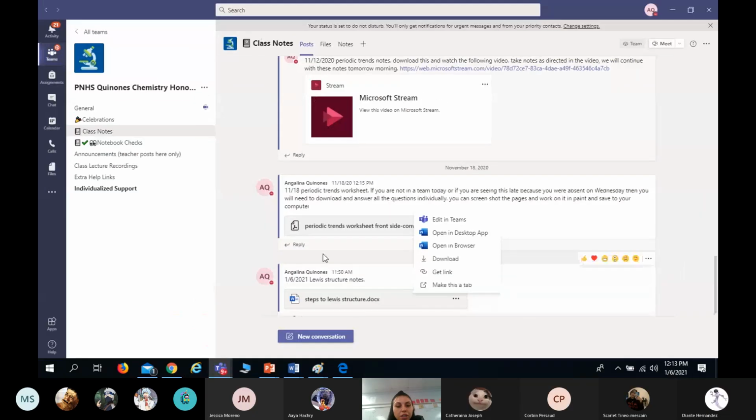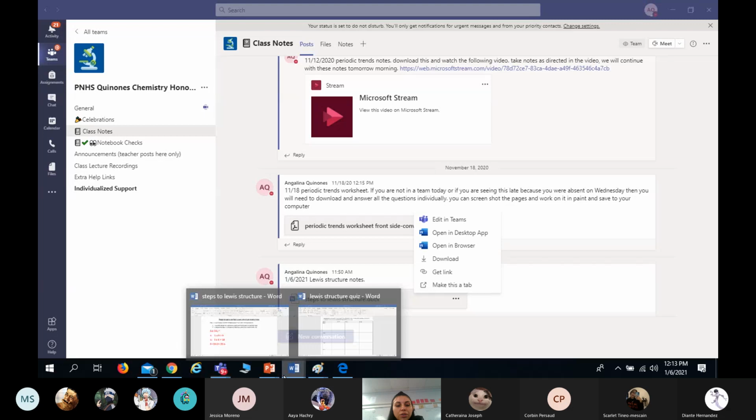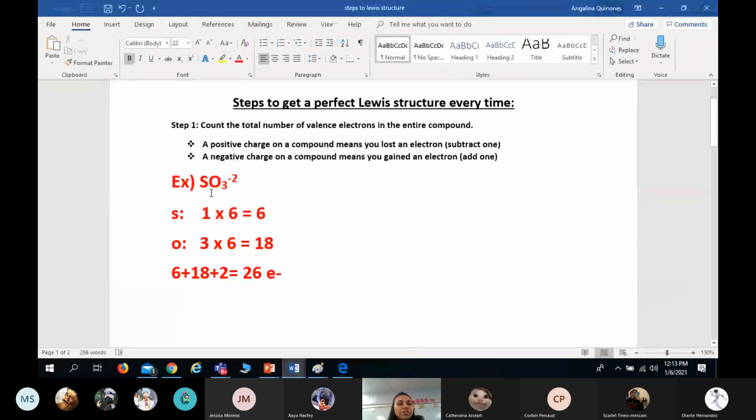So just for the recording, I did post a document here in the class notes section of Teams. You're going to want to go to this document. You're going to download it. Once you download it, it's going to open. Everything I've just typed in red, you're going to have to type in or handwrite yourself.